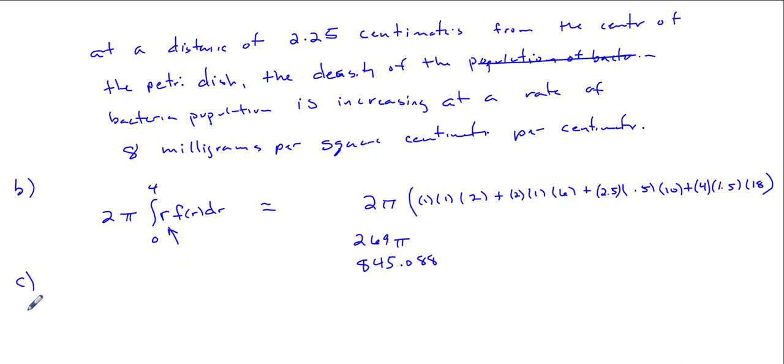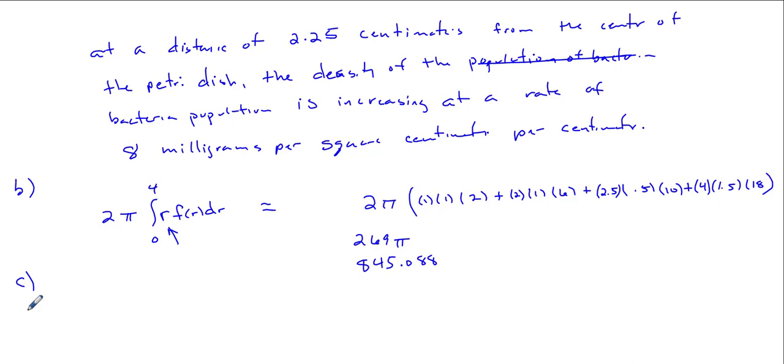Okay, part C. Do we need units on that? That'd be milligrams of bacteria. And they're not giving you points for units because they already gave it to us in the problem. Okay, C.